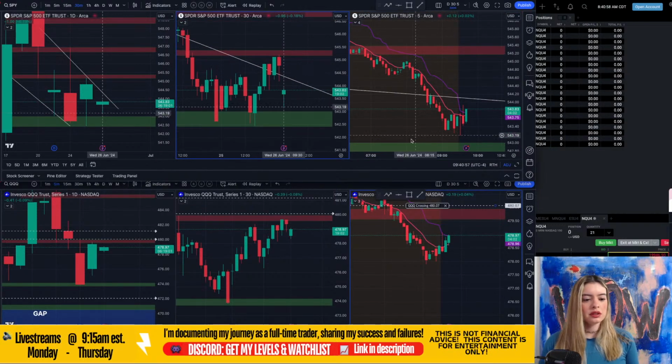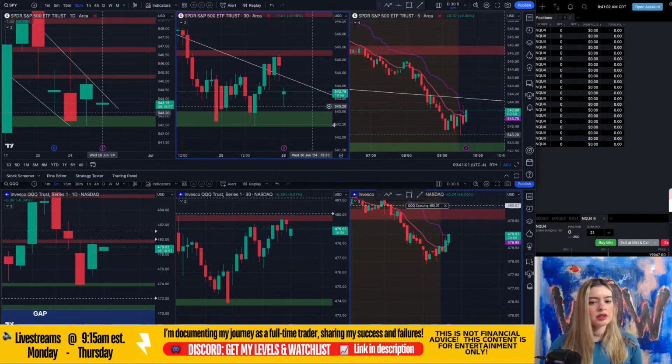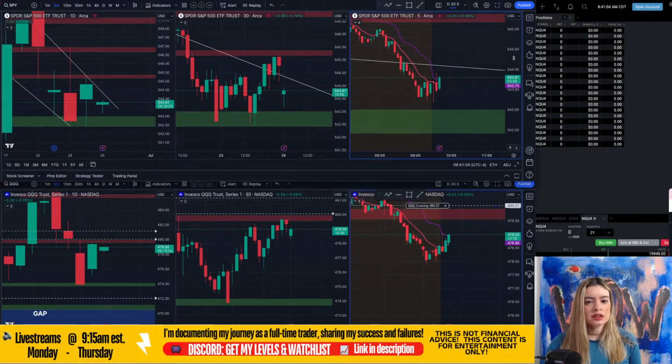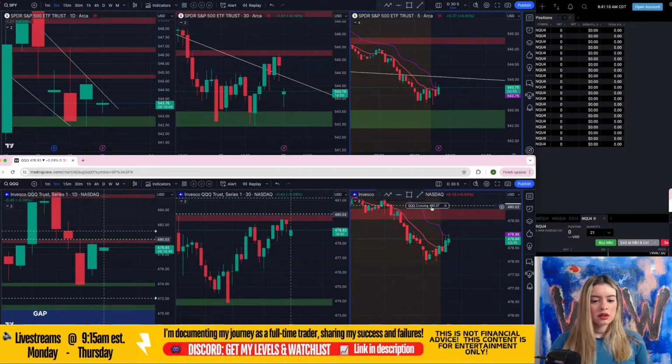Gap down, like a big gap down on SPY. Well, not big, but kind of a gap down on SPY. Yesterday's low and yesterday's high are pretty much the levels to watch on SPY. And the Q, yesterday's high.